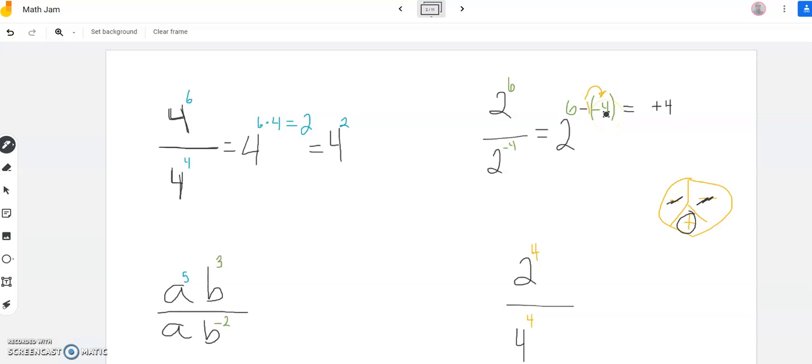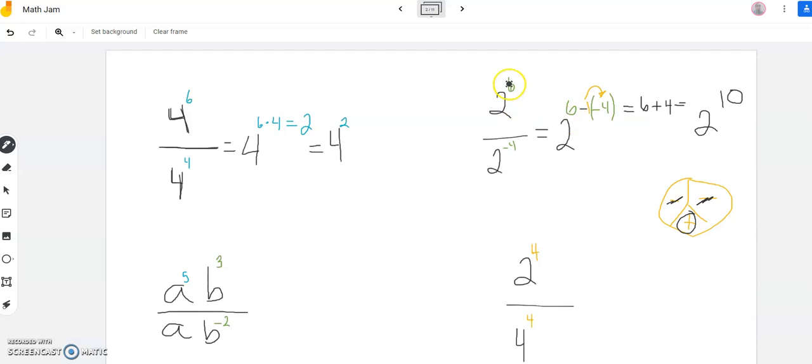Negative 1 times negative 4 makes a positive 4. Okay, there's an imaginary 1 right there. And we got to pull that out of the parenthesis. So now this is 6 plus 4. And that's going to give us a total of 10. So our final answer is 2 to the 10th power.